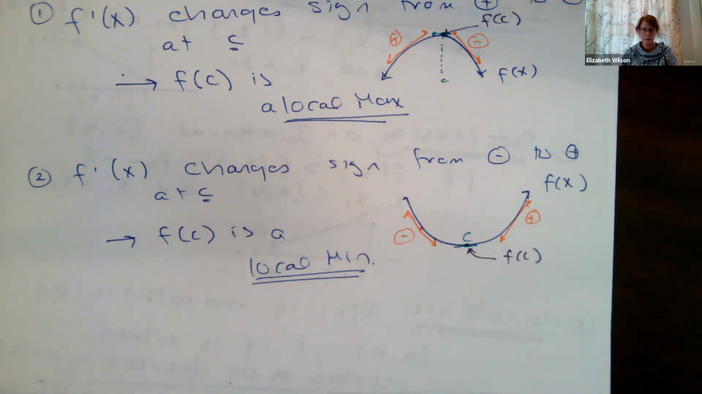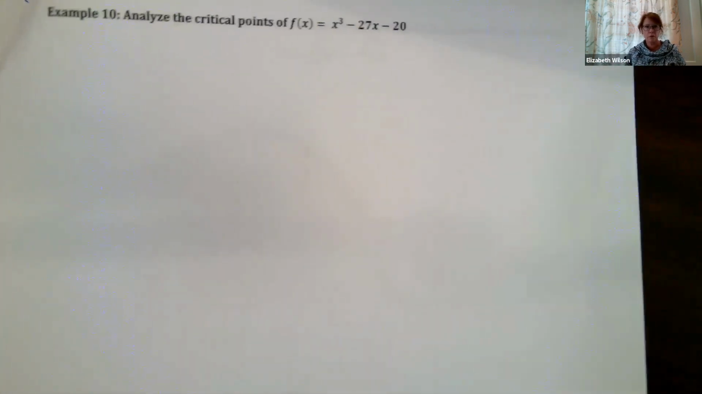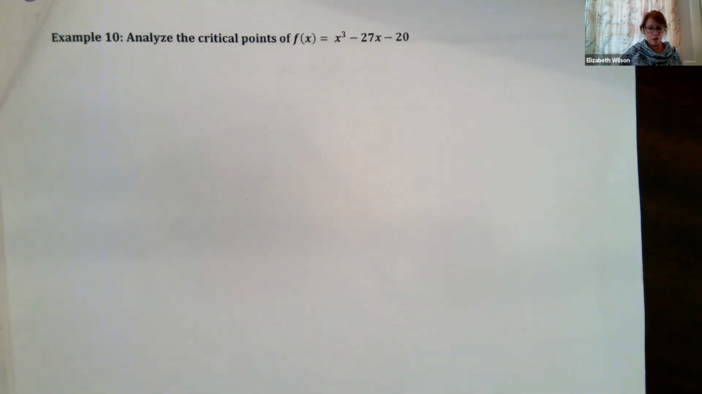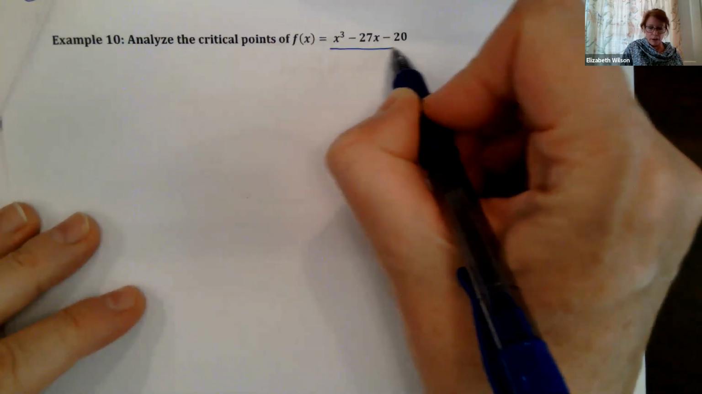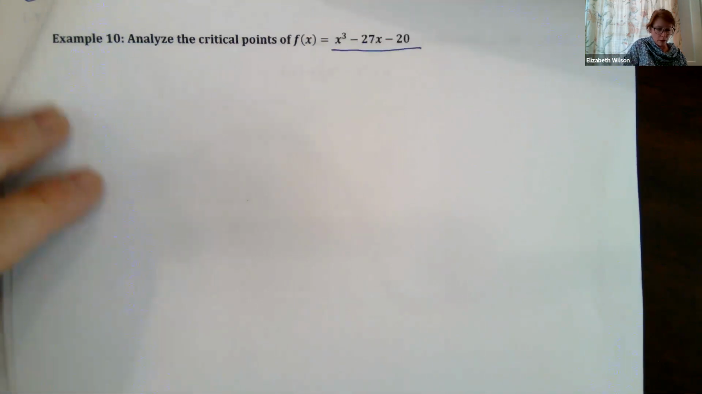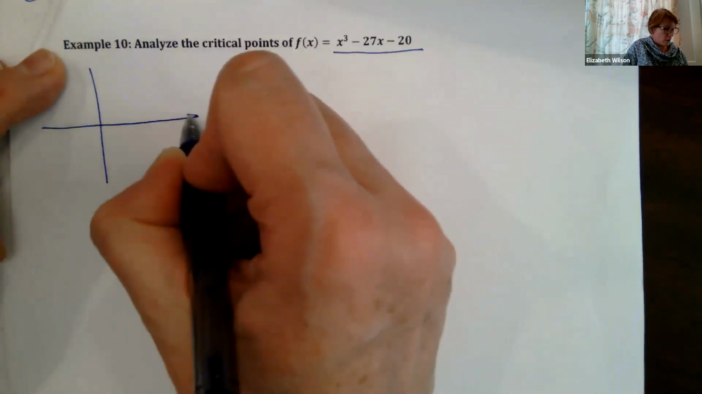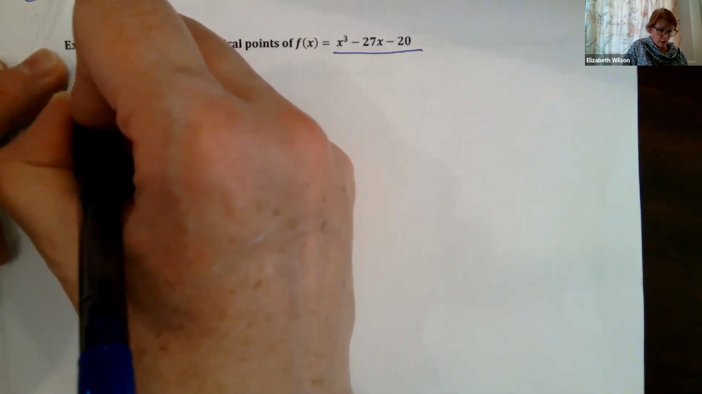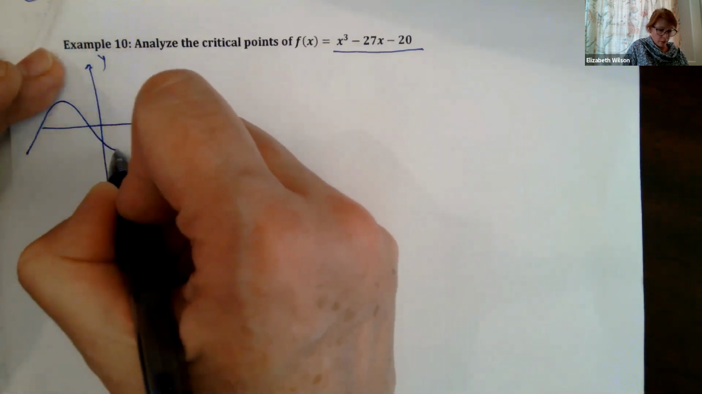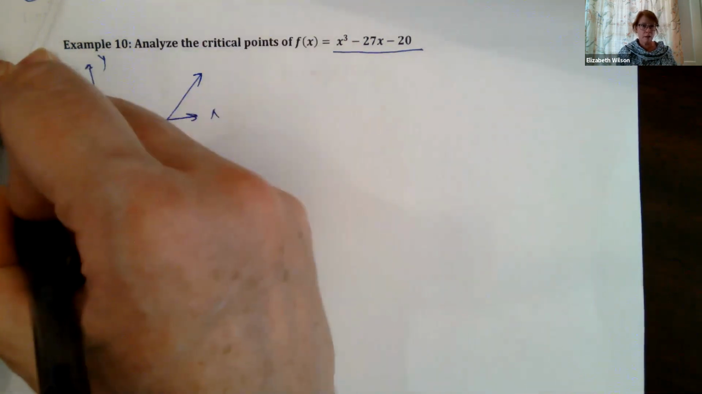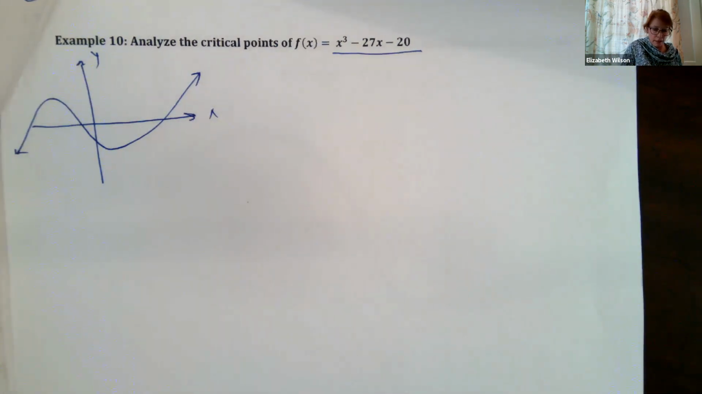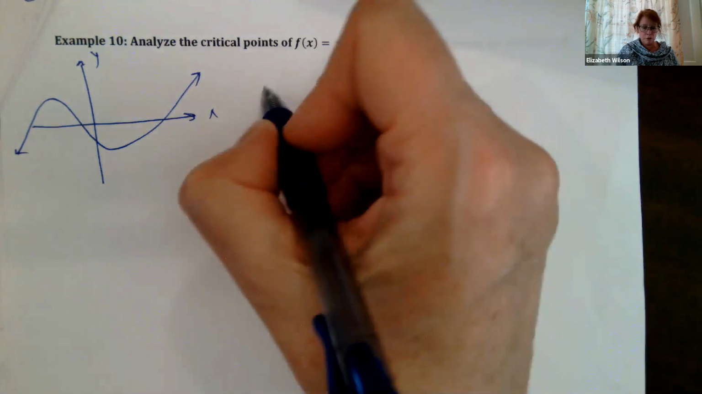All right, so I've got example 10. We're going to actually use the first derivative test for this. So you can assume stuff in chapter 1.5 is using the first derivative test. Analyze the critical points of x cubed minus 27x minus 20. I'm just going to graph it because I like graphs. Let's do picture stuff. We're not graded on our graphs right now. Like that, definitely.